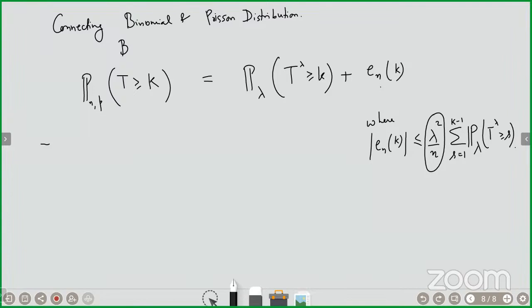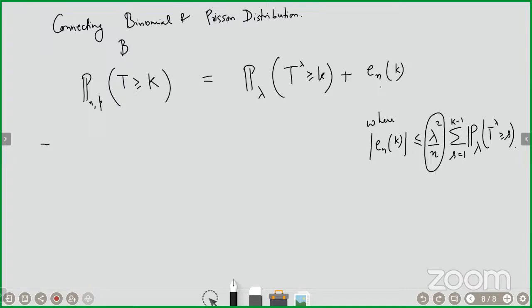What does T to the power lambda mean? It's not T to the power. This is representing the total progeny in this process for that T. There's no power. T lambda is nothing but the total progeny, but the branching process has Poisson distribution with parameter lambda.